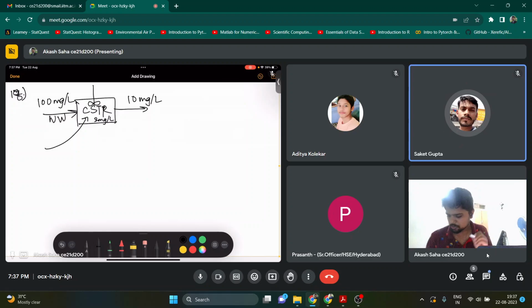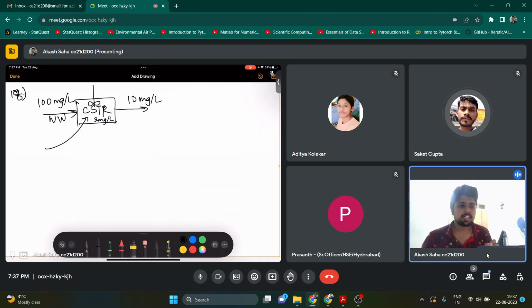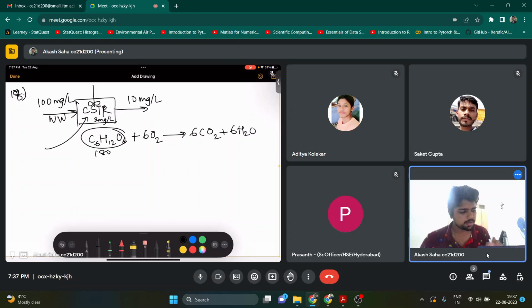Okay, sir. Okay, so we'll see how to solve this problem. It is saying that my pollutant is glucose, C6H12O6. If you write the formula, it will be plus 6O2, giving 6CO2 plus 6H2O. So this is my degradation. If you see the molecular weight of glucose, it will be around 180, and the molecular weight of 6 oxygen will be around 192.